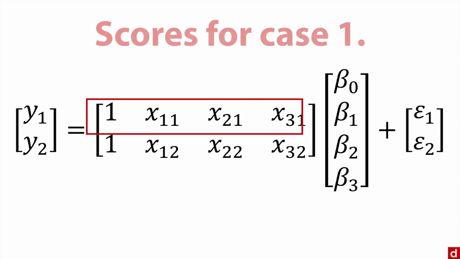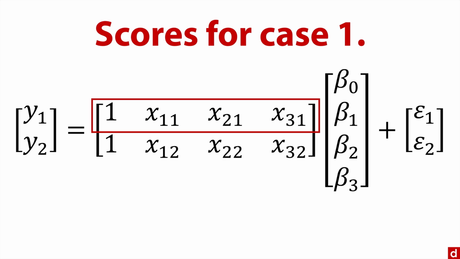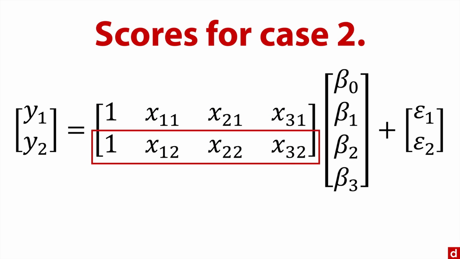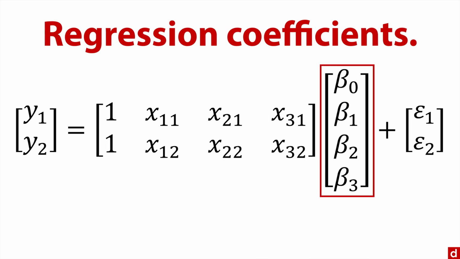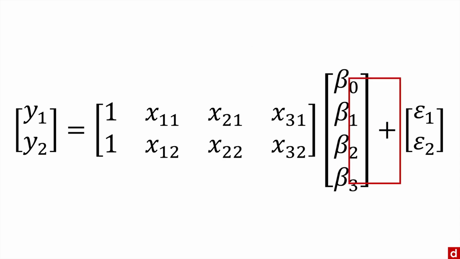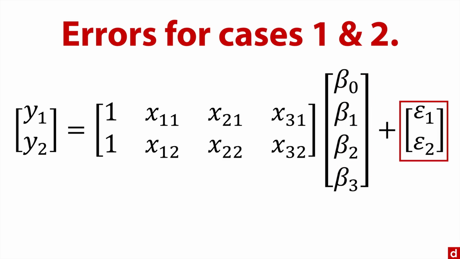Next to that is a matrix that has here on the top the scores for case 1, which I've written as x's. x1 is for variable 1, x2 is for variable 2. And the second subscript indicates that it's for person 1. Below that are the scores for case 2, the second person. And then over here in another vertical column are the regression coefficients. That's a beta there that we're using. And finally, we've got a tiny little vector here at the end, which contains the error terms for cases 1 and 2.